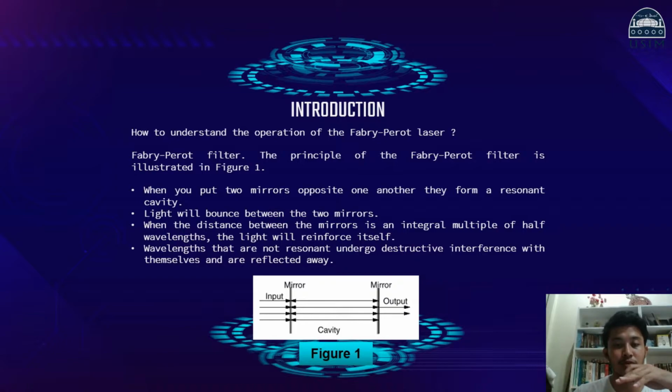It said when you put two mirrors opposite one another, they will form a resonant cavity, and then light will bounce between the two mirrors, and when the distance between the mirrors is an integral multiple of half wavelengths, the light will reinforce itself. Wavelengths that are not resonant undergo destructive interference with themselves and are reflected away.